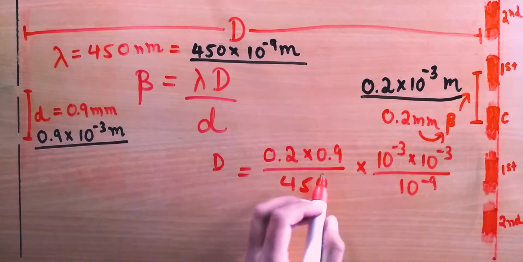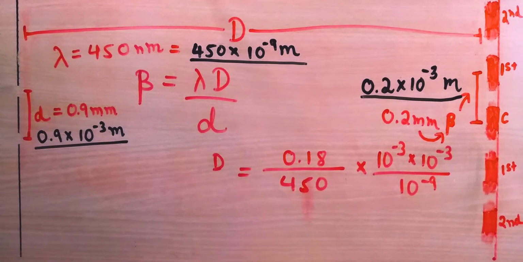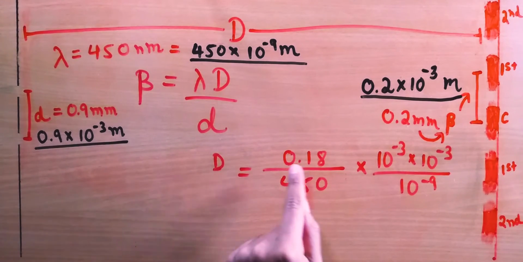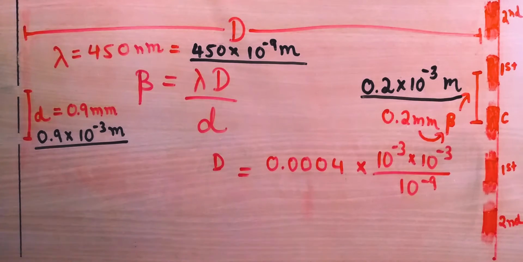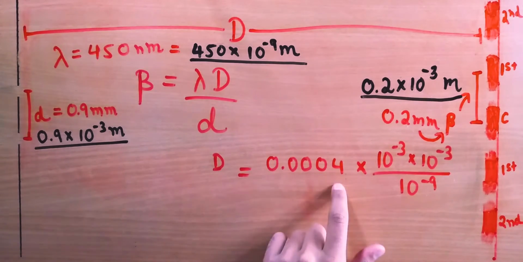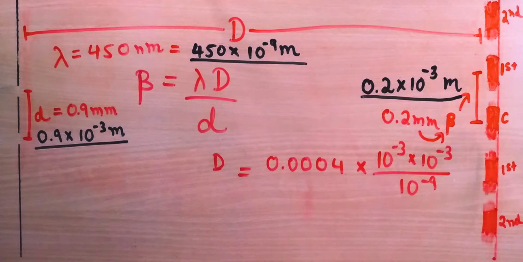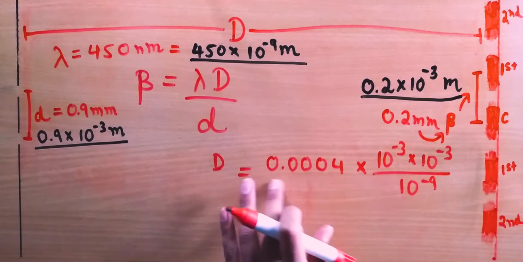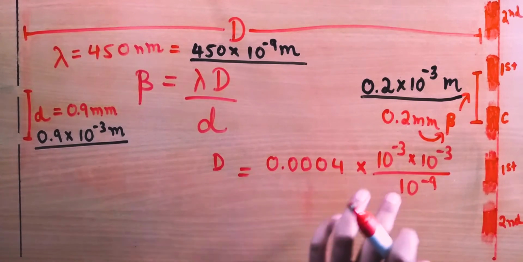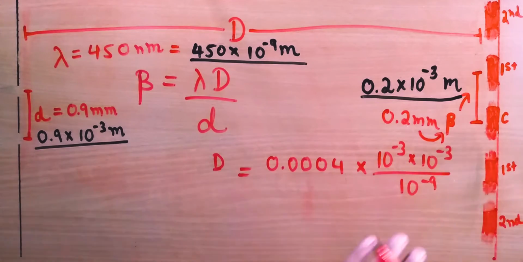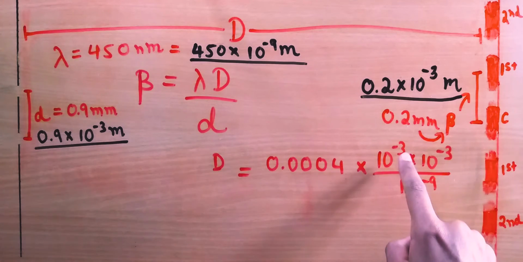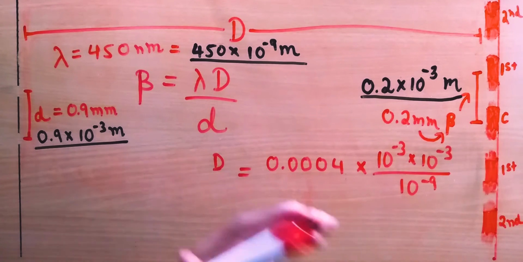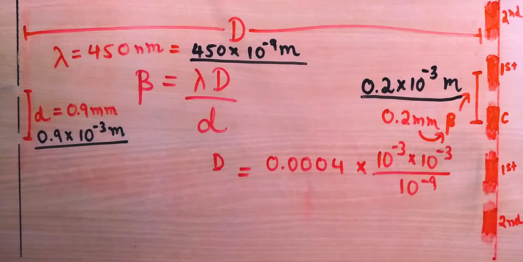So 0.2 into 0.9 is 0.18, and 0.18 upon 450 is 0.0004. Simple calculations, division, and now 0.0004 into 10 raised to power minus 3 into 10 raised to power minus 3 upon whatever that is. So I need to solve the exponent part now. So 10 raised to power minus 3 into 10 raised to power minus 3 is 10 raised to power minus 6. So there I go.